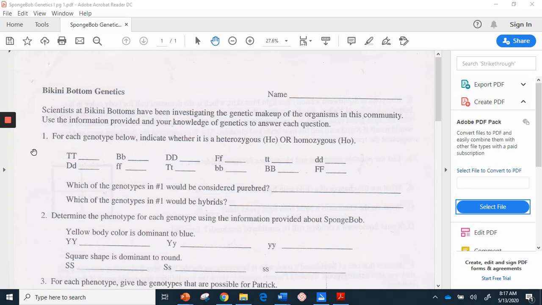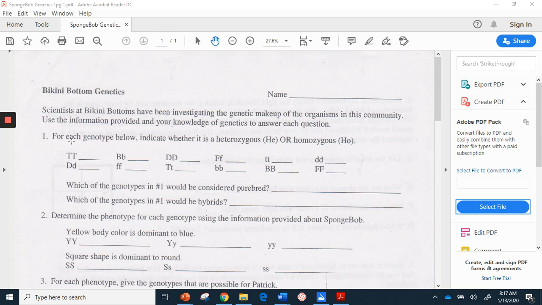Okay, guys, so here's your assignment for today. We're going to do the SpongeBob genetics. So here we can read through the directions, and I'm going to walk you through each one so you know exactly what you need to get full credit for the assignment.